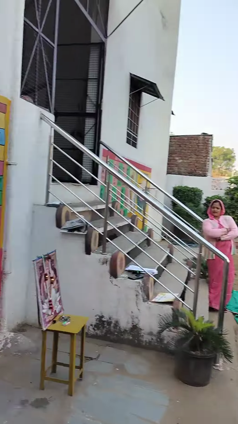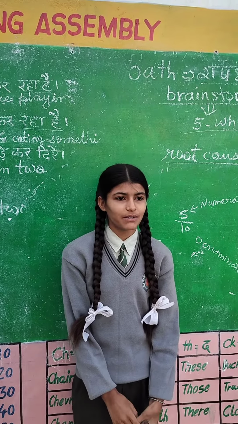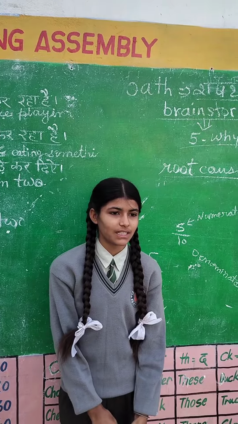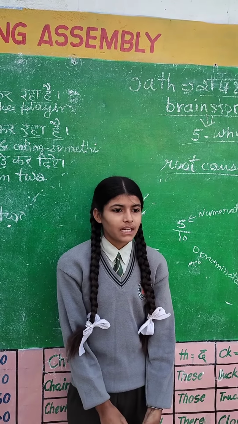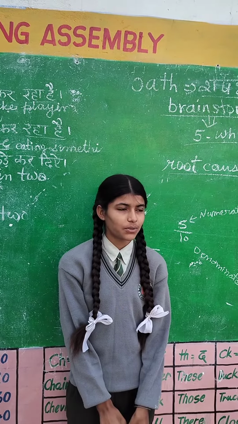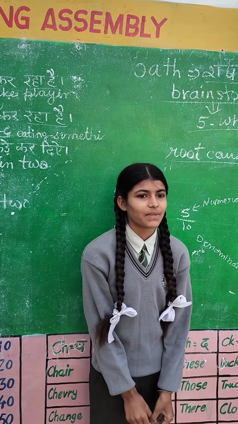Fourth is like fraction. This is a fraction where the denominators are the same or equal. For example, 3 upon 7, 5 upon 7. Fifth is unlike fraction. This is a fraction where the denominators are not equal. For example, 2 upon 4, 5 upon 6, etc.